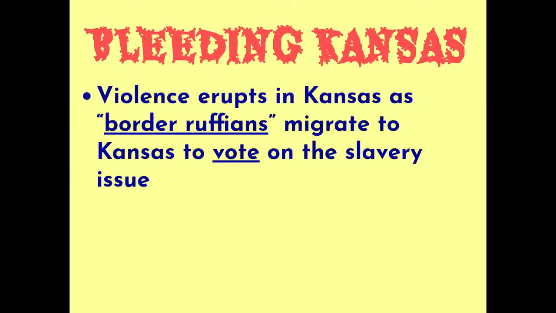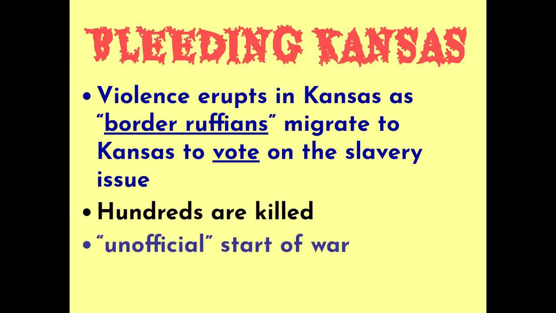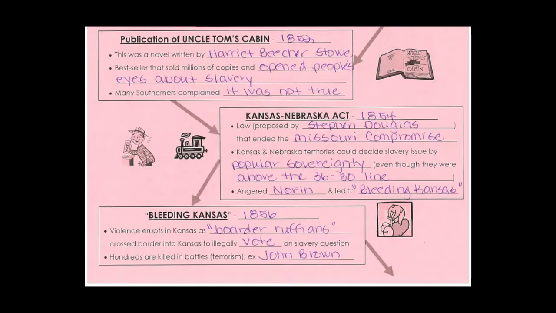All right, so violence erupts as border ruffians migrate into Kansas to vote on the slave issue. Hundreds are killed. The unofficial start of the war, kind of, and John Brown is the famous example of it. To fill in the notes here, the last part, you can pause and fill in the notes.